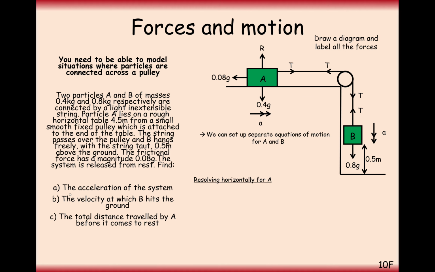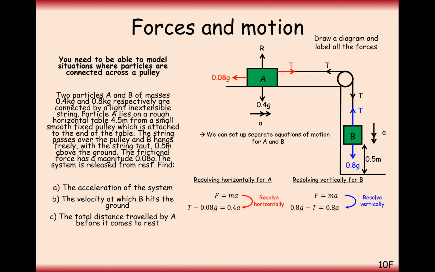So, to answer question A, the acceleration of the system, what we're going to do is form our two simultaneous equations, A and B, and then solve them. So for A, if it's accelerating to the right, applying F equals ma, we're going to have T minus 0.08g equals mass times acceleration. And the F equals ma equation for B, seeing that B is dropping to the ground, is going to be 0.8g take away T, which is equal to mass times acceleration.